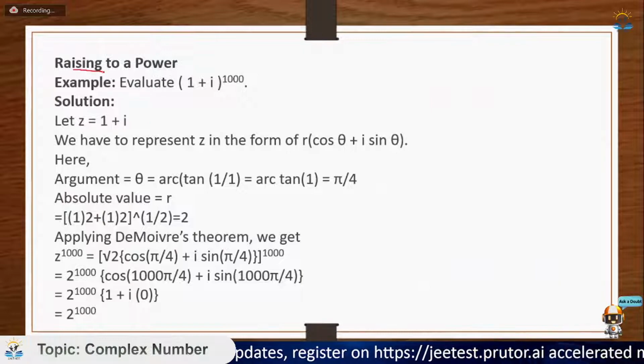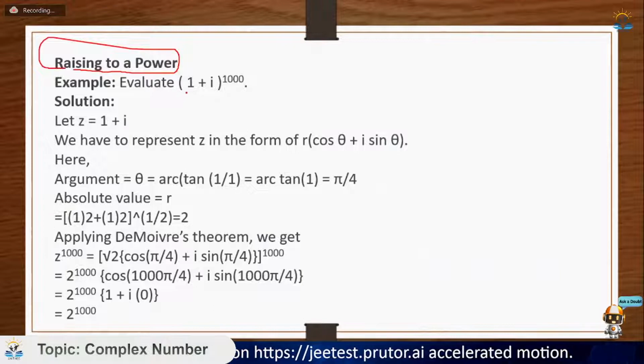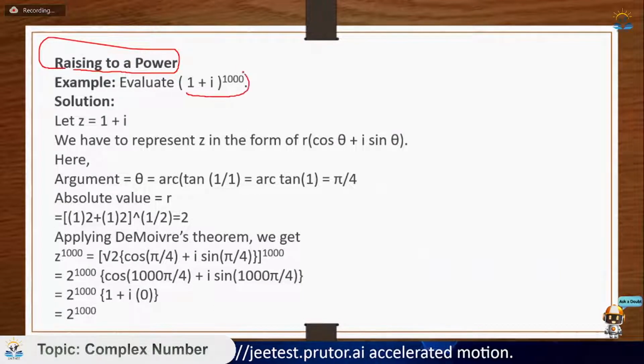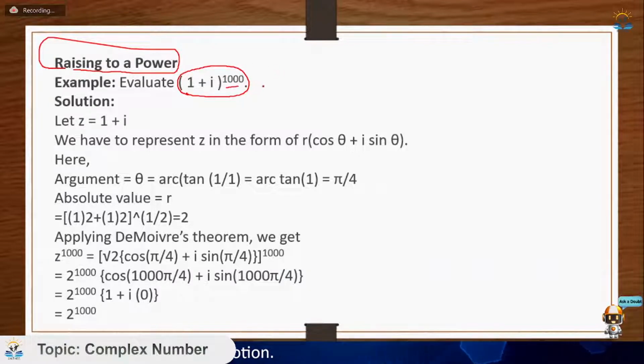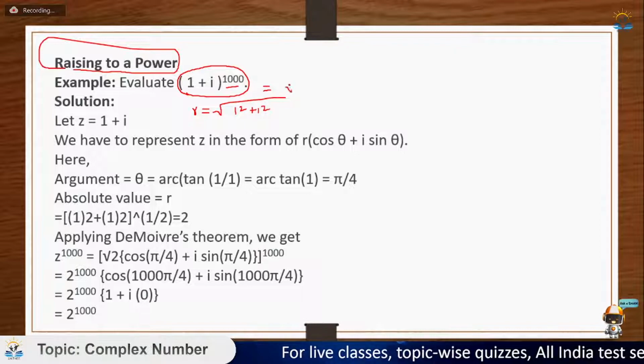Then this is also a concept of De Moivre's theorem only, raising to a power. So when we evaluate (1 plus iota) power 1000, how do we do that? We have to basically use De Moivre's theorem here also. Firstly, whenever something raised to a power is given, try to convert it in the form r cos theta plus iota sin theta, where r is nothing but the modulus of the complex number, which would be here root of 1 square plus 1 square, that would be equal to root 2.